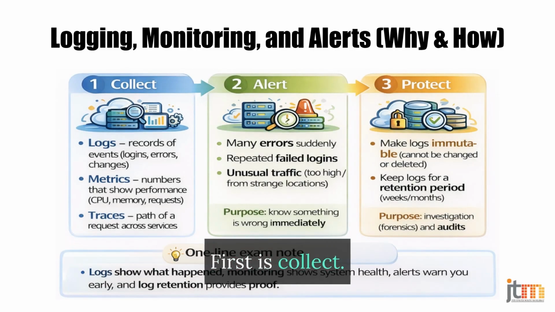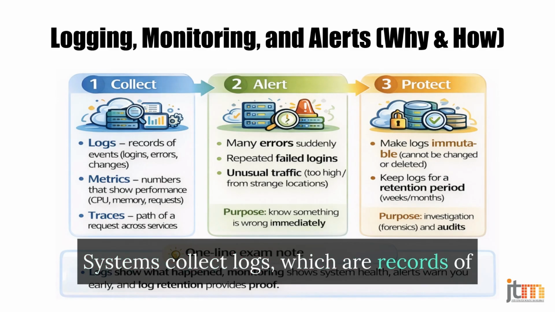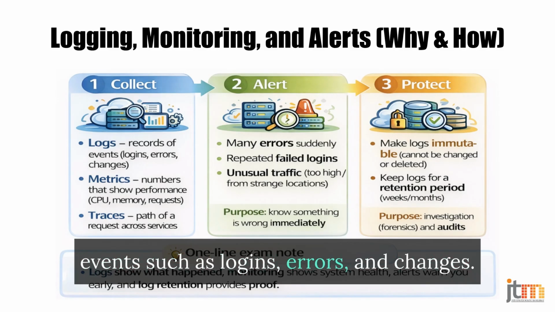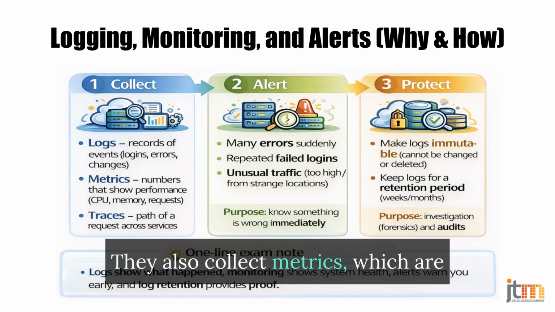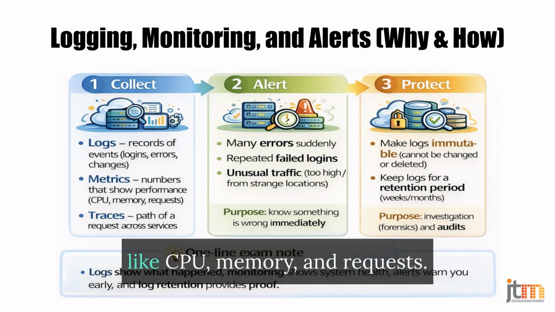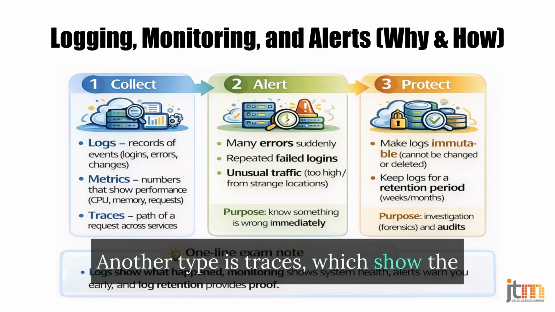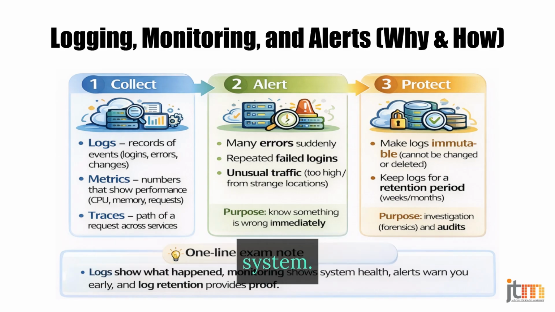Logging, monitoring, and alerts help cloud systems detect problems early and protect services. First is collect. Systems collect logs, which are records of events such as logins, errors, and changes. They also collect metrics, which are numbers showing system performance like CPU, memory, and requests. Another type is traces, which show the path of a request across services in the system.